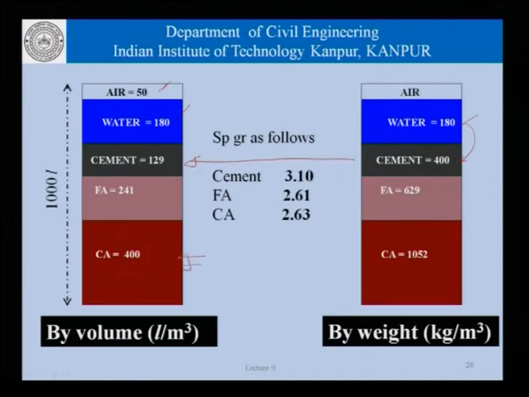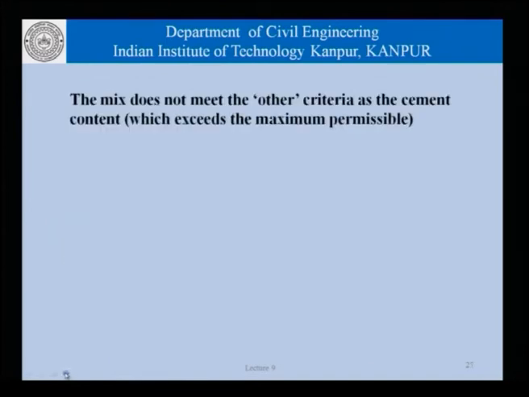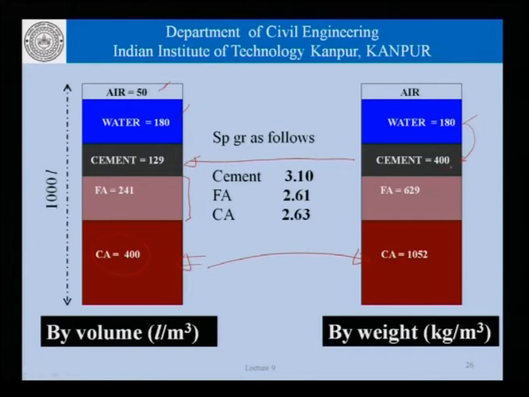40%, we have 400 liters of coarse aggregate sitting in the concrete, which translates to so much of coarse aggregate in terms of kgs per cubic meter, and we have the sand content given here. So, if we do this, we realize that the mix does not meet the other criteria, as the cement content exceeds the permissible value. We have a cement content of 400 kgs, and this 400 is greater than the 320 which is allowed, and that is where the problem is. What do we do with that?